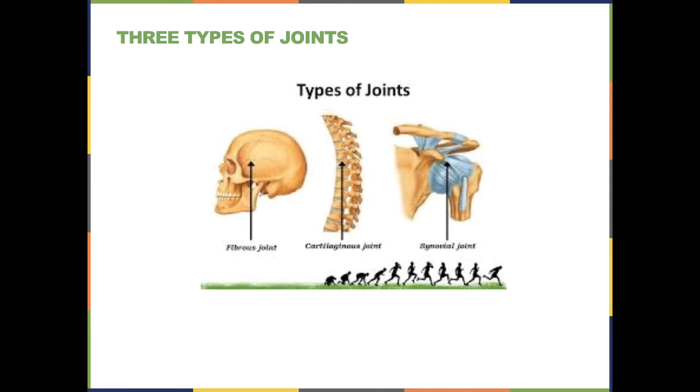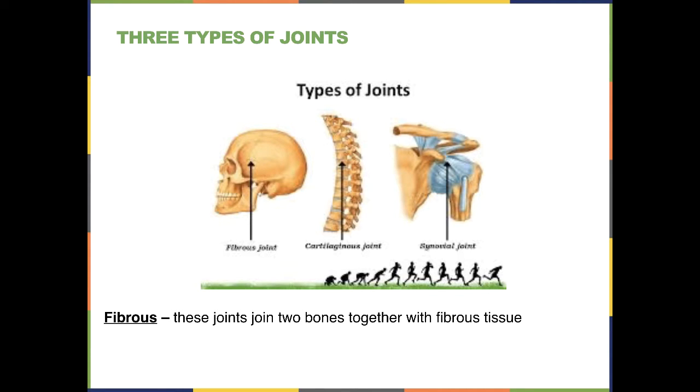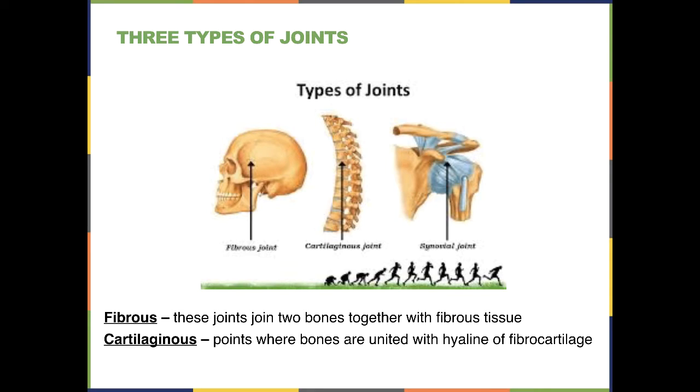Second part of this lecture will be a discussion of joints. And first of all, we need to separate all joints into three types that are shown in this slide. The first of these is called the fibrous joint. This joint joins two bones together with something known as fibrous tissue. That is in distinction from a cartilaginous joint, in which the bones are united by either hyaline or fibrocartilage.